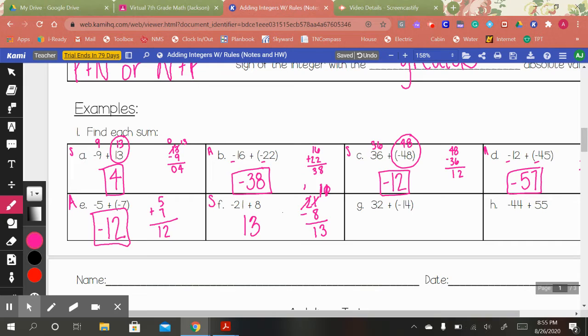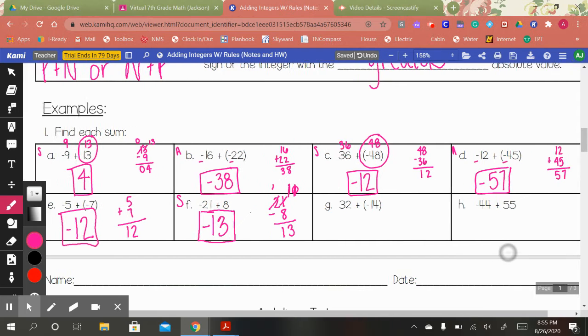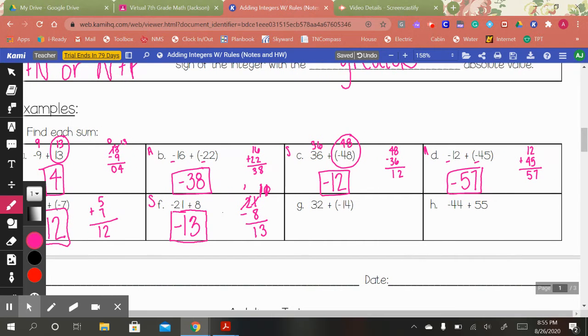So we have 13. We need to decide if 13 is going to be positive or negative. So we look at the absolute values of our integers. Negative 21 has an absolute value of 21, and 8 has an absolute value of 8. Since negative 21 has a greater absolute value and it's negative, that means that the sign of my answer will also be negative. All right, let's move on to G.